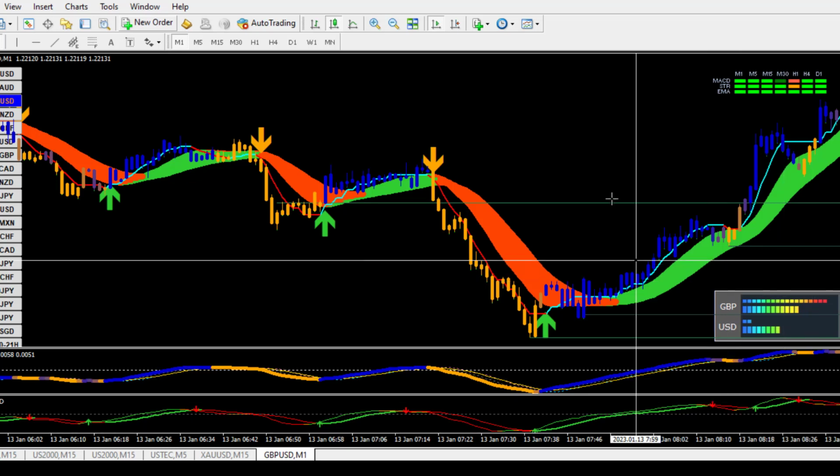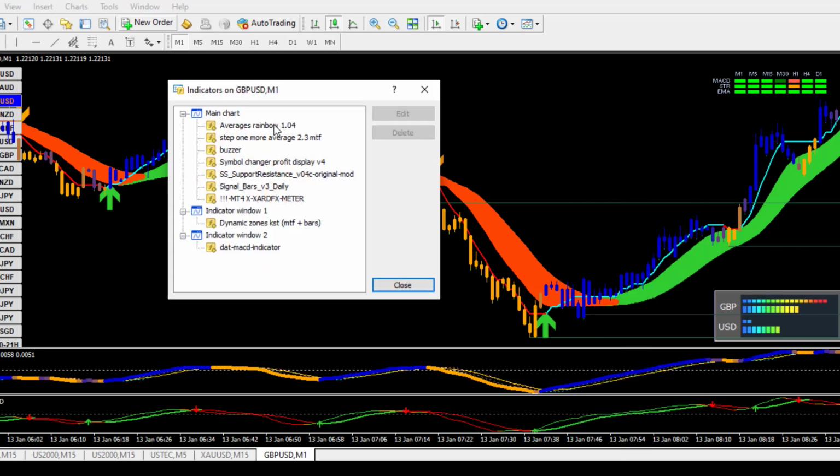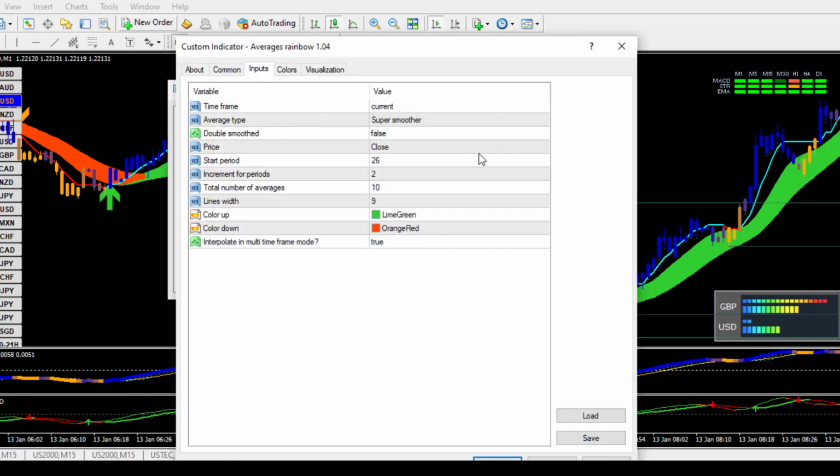Now let me show you what the strategy is made up of, and then we are going to see the setting, and you set it up accordingly. The first indicator here is average rainbow, and the time frame is current. Just look at my screen and do enter the input correctly. So the start period is 26 there. Increments for period is 2.